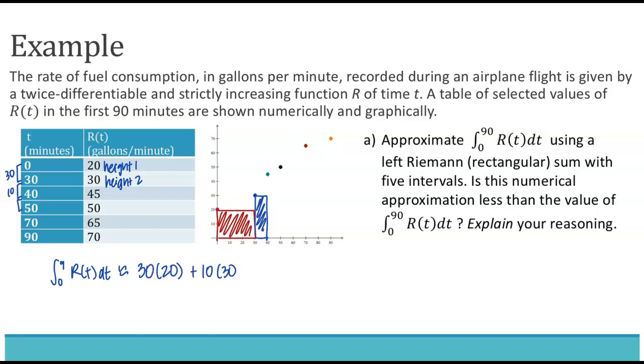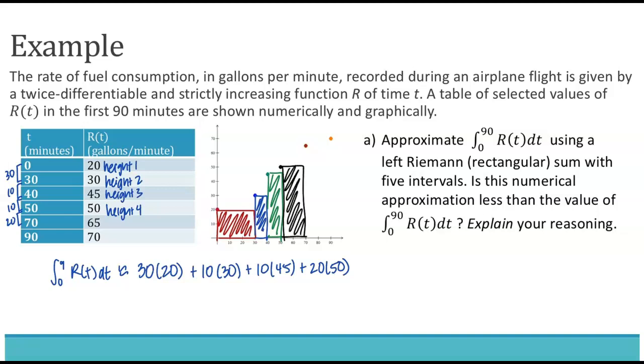The next one has a base of 10, the difference between 40 and 50, with a height of 45. So this is height number 3, so plus 10 times 45. And here's that next rectangle. And we have 2 more. So we'll have a base of 20 for the next one between 50 and 70 with a height of 50. That's height 4, so we'll have plus 20 times 50, another base times height. And that's this one here, a base of 20 from 50 to 70 with the height on the left there.